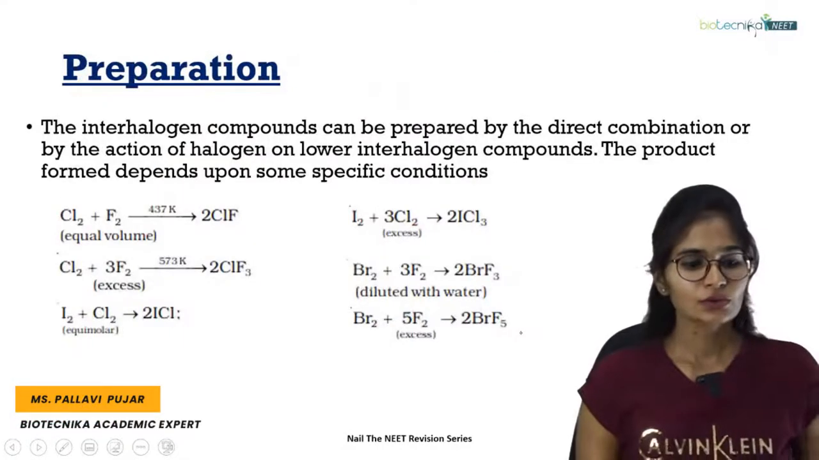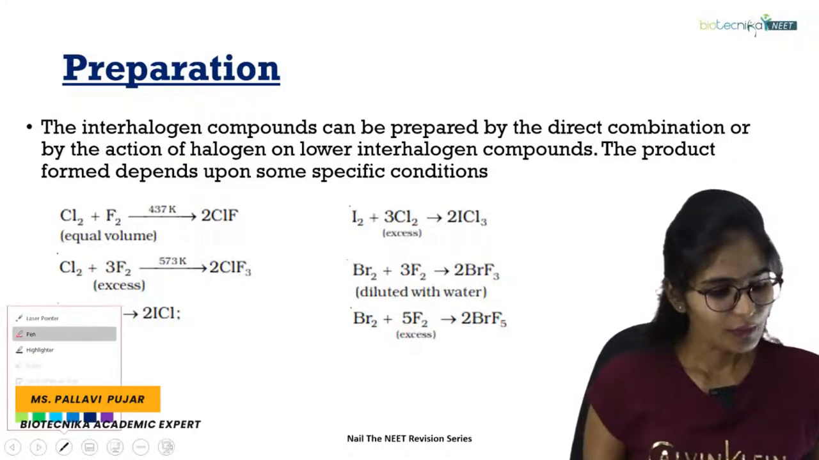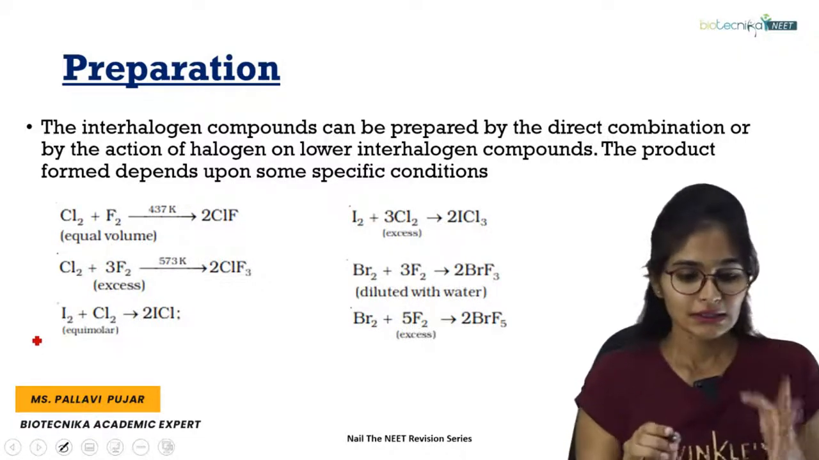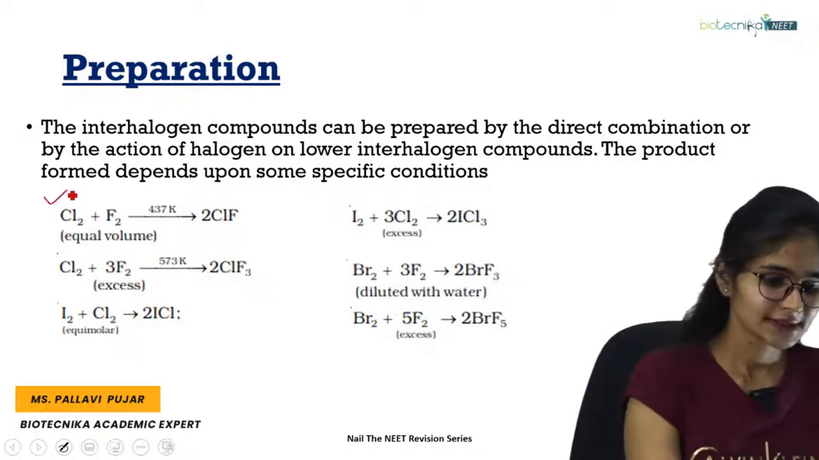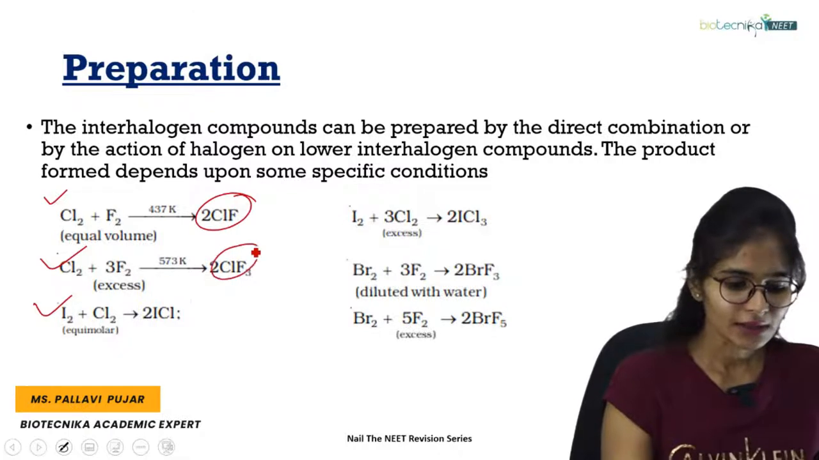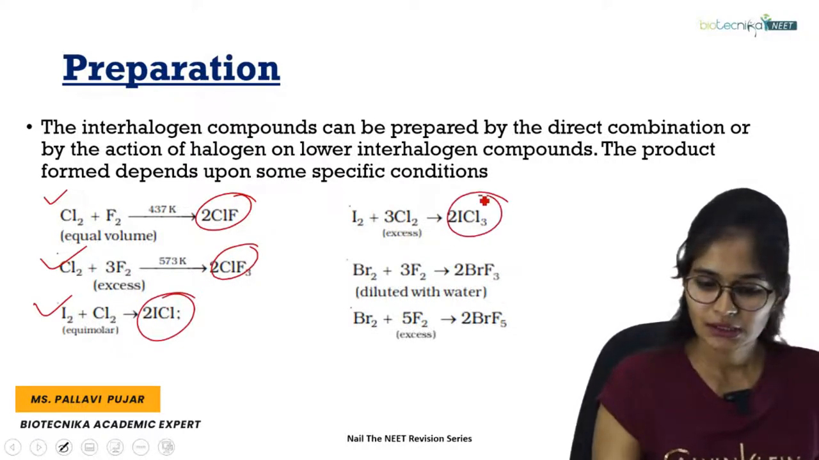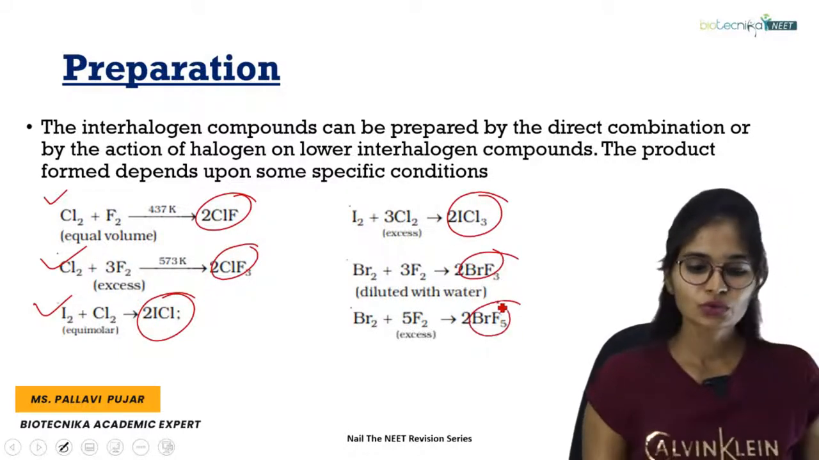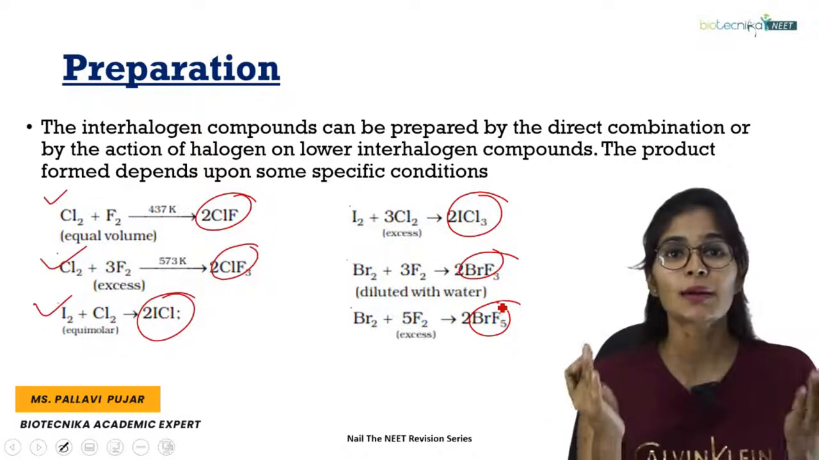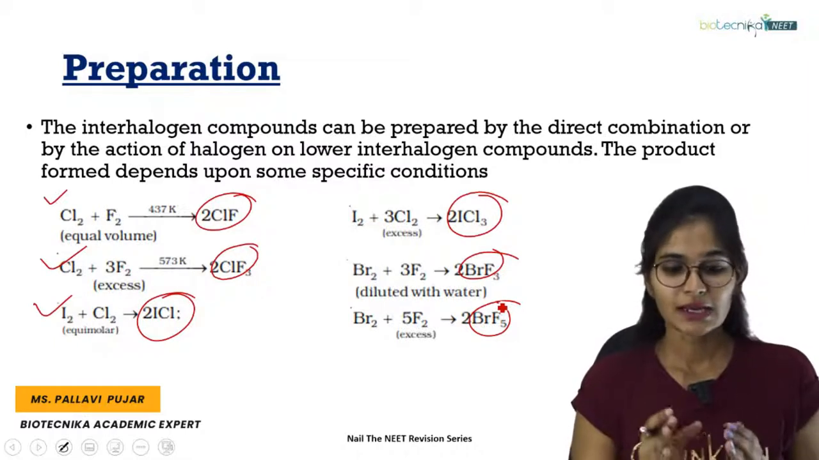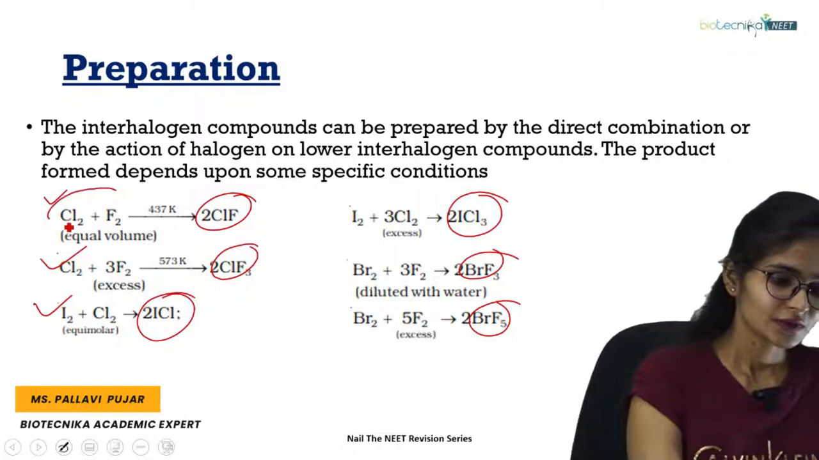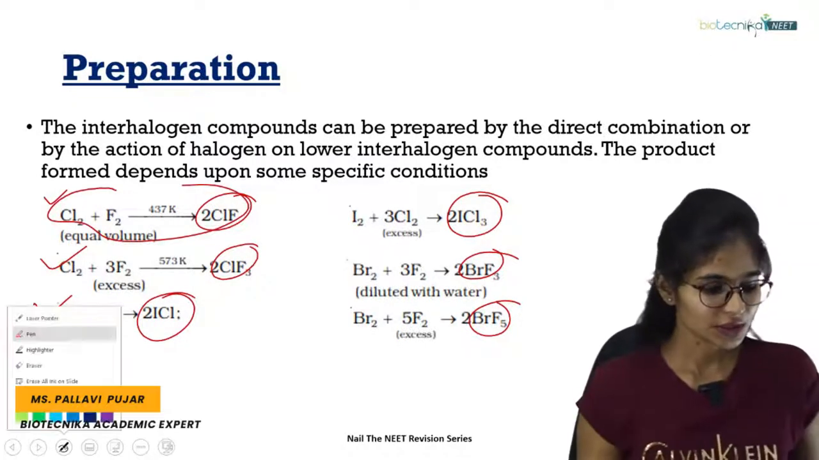Coming to their preparation, there are many preparation methods for interhalogen compounds. Apart from that, the six reactions I have shown are the preparation of ClF, ClF3, ICl. These all are interhalogen compounds. Just upon treating Cl2, F2, Br2, and I2, you are combining two halogens and getting the interhalogen compound. So these are the reactions giving the interhalogen preparation methods.